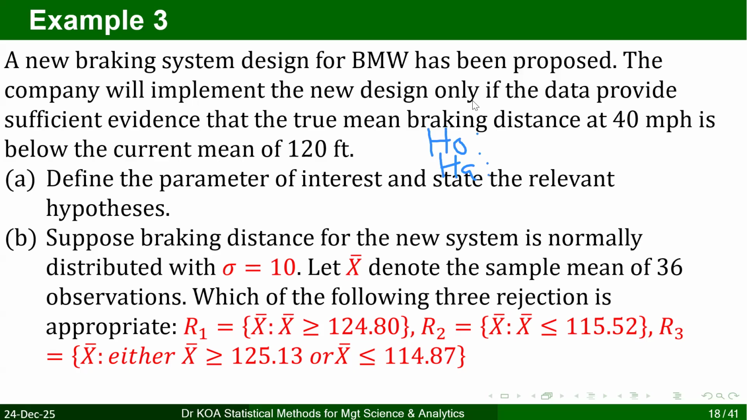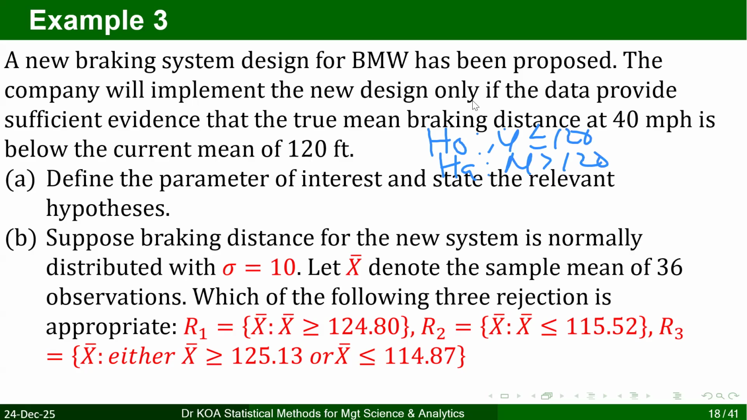Of course, using the mean. How do you write the null hypothesis? And how do you write the alternative hypothesis? Remember, the null hypothesis always carries some level of equality in it. It will be mu less than or equal to 120, and then the alternative will be mu greater than 120. Very good.